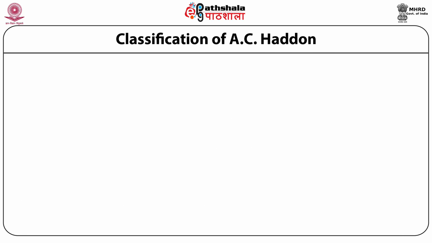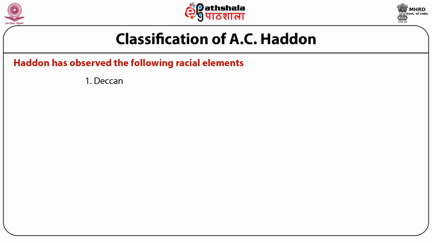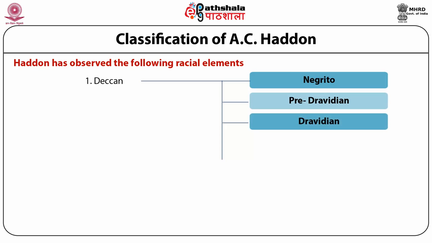Classification of A.C. Haddon. Haddon has divided India into three main geographical regions: the Himalayas, the northern plain or the Hindustan, and the southern plateau, the Deccan. He has dealt with the racial elements in each of these regions separately. In the Deccan, Haddon observed the following racial elements. First, Negrito. A Negrito element is suspected among some groups, particularly the Kadirs. Then Pre-Dravidian, Dravidians, and southern brachycephalies.